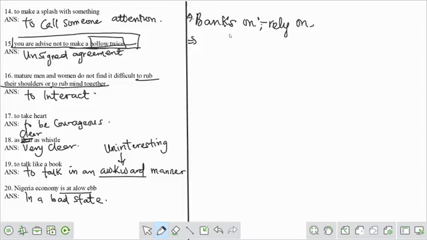I want you guys to list out the idioms we have done so far. Drop it in the comment section. Banks on, I taught, is what? Rely on. Look twice on signed agreements. Now, what is the meaning of chip off the old block? If you know the meaning, drop it in the comment section. Chip off the old block.